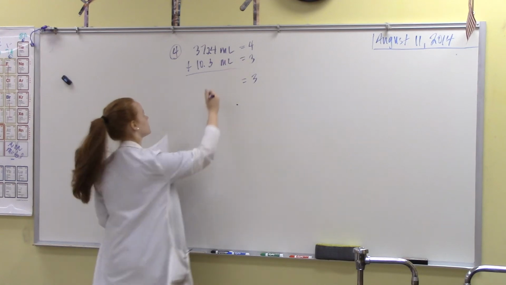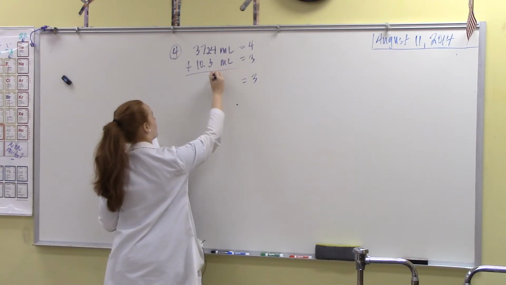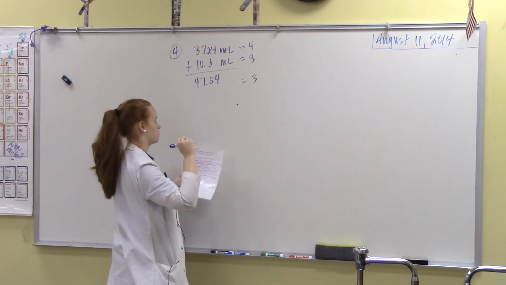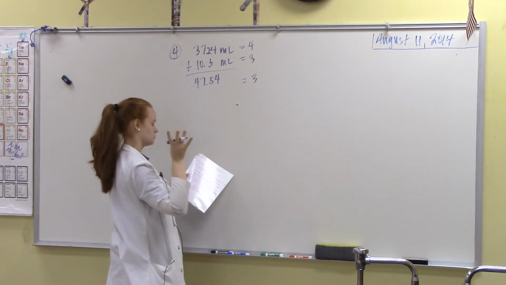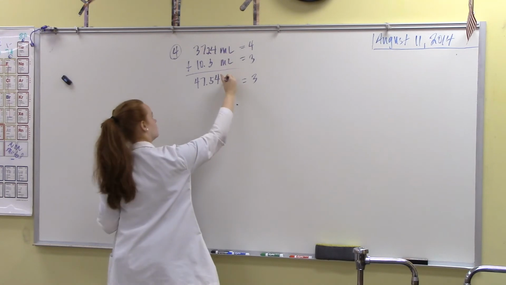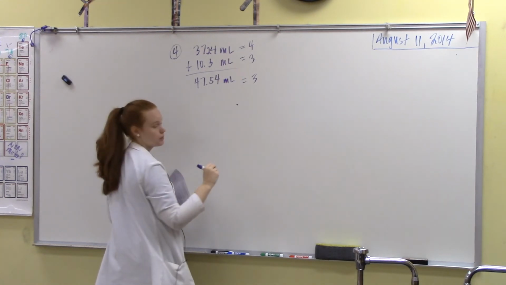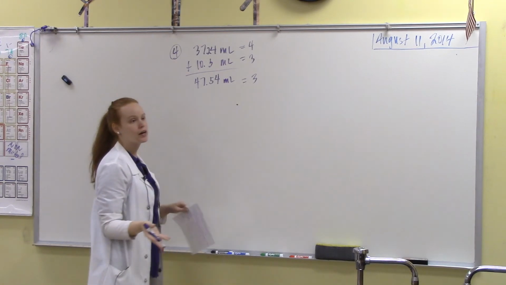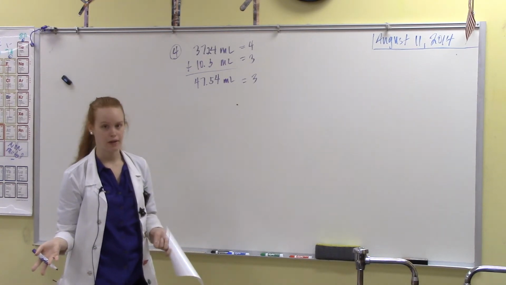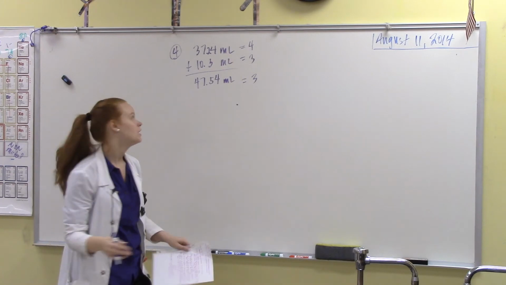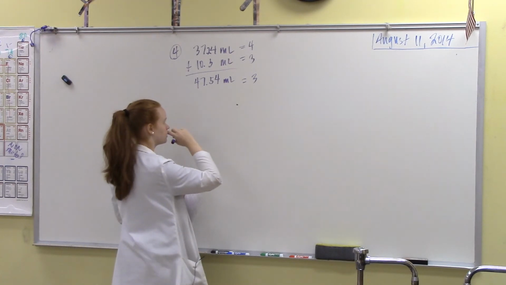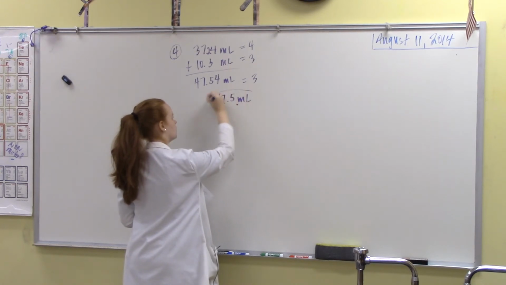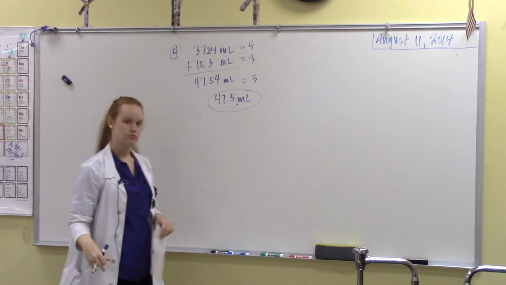Okay, so when I add this, I get 4, 5, 7, 4. So 47.54 milliliters. But that's 4 Sig Figs. I have to get rid of 1. So I'm going to get rid of this 4. Now, I am not going to round the 5 up because 4 is below 5, right? So it's going to end up being 47.5 milliliters. That is my answer.